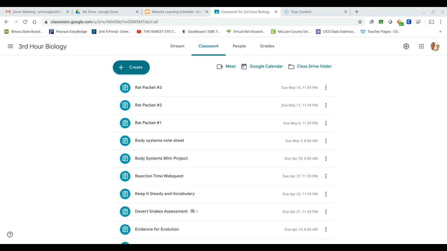Just an update. For today, what you should be doing is, one, if you have not turned in rat packet number 2 yet, you do need to do that. It was due yesterday, but again, it was one of the longer ones out of the rat packets we're doing. So rat packet 1 and rat packet 3 are very short. They aren't really even packets. They're front and back worksheets.